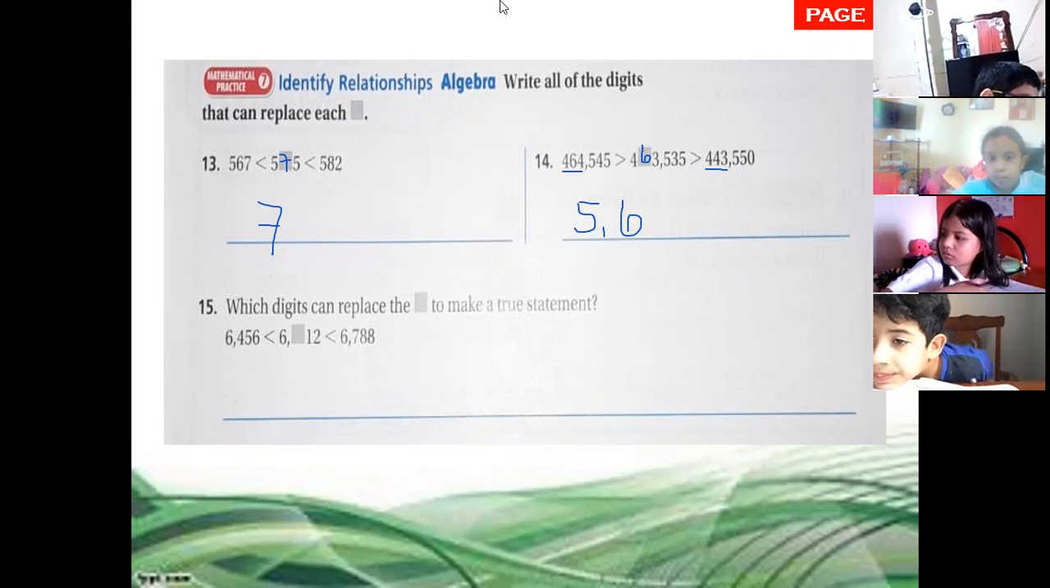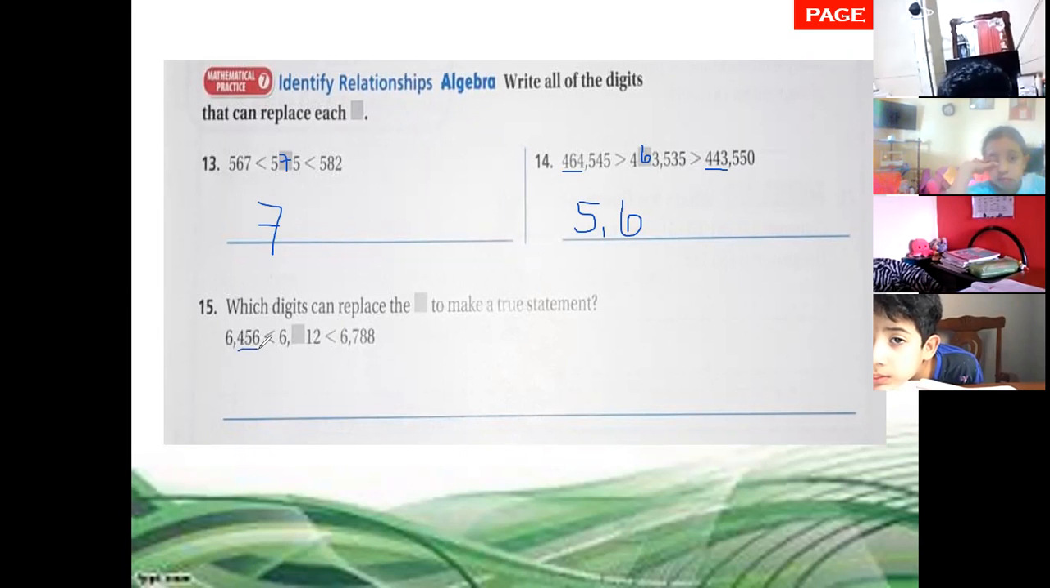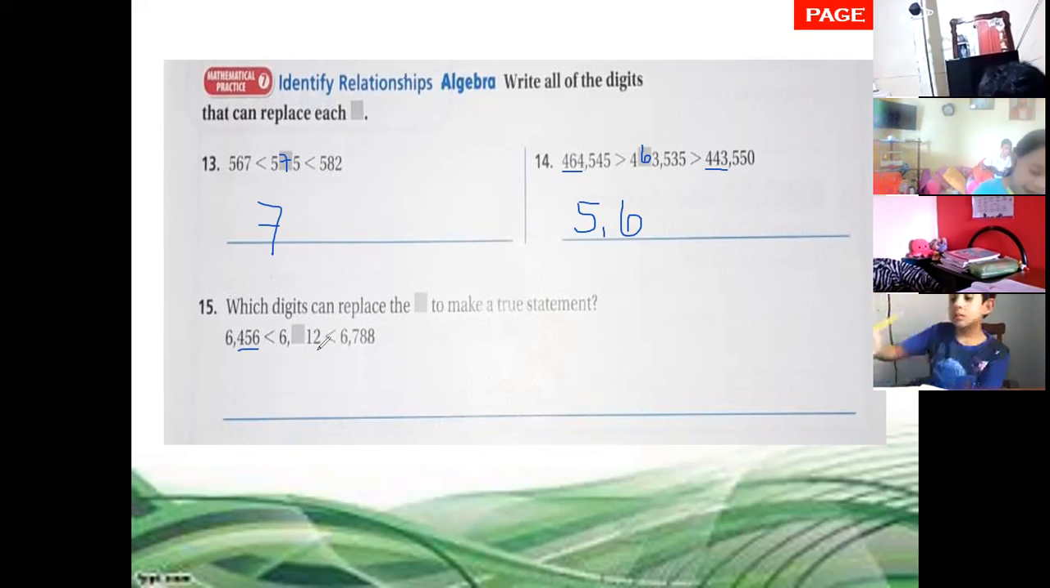Okay. Which digits can replace the space to make a true statement? We have 456 is less than blank, which is less than 788. What number is greater than 456 here? What number can I write? 3. So 456 is less than 312. That's not true.